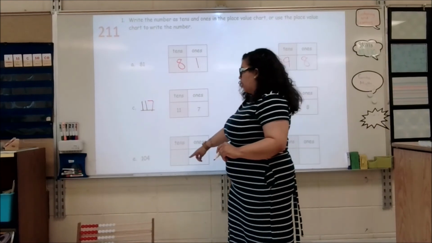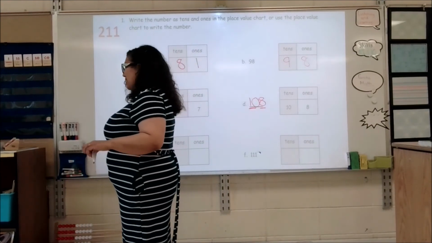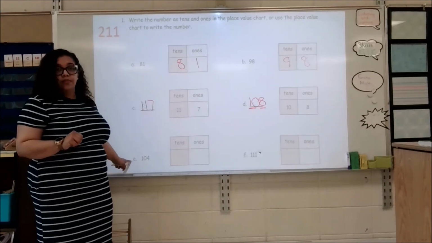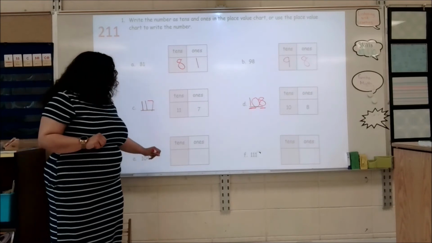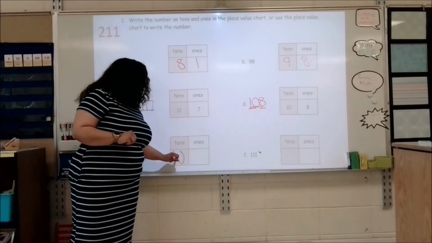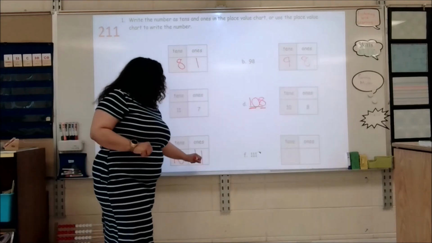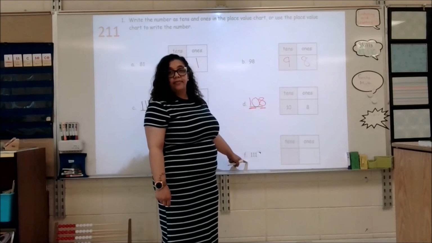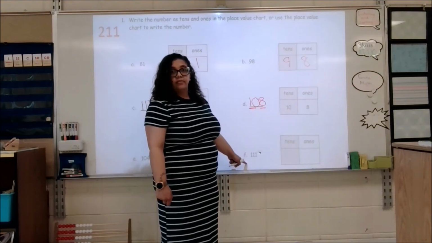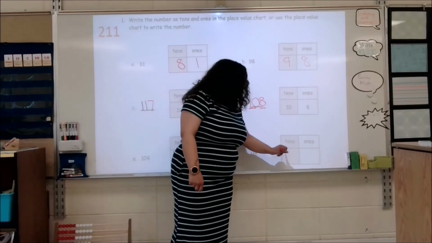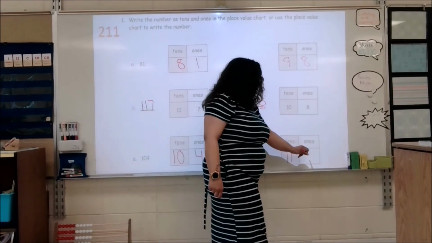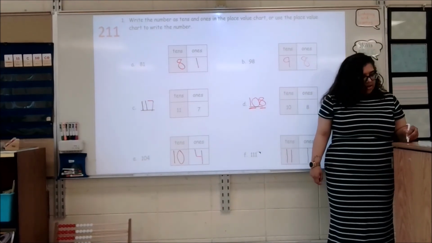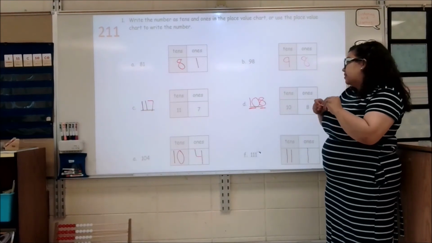All right, what about this one right here? This is 104. If we break 104 down into tens and ones, how many groups of 10 are in the number 104? 10. We have 10 tens and 4 ones. What about 111? How many groups of 10 are in the number 111? 11. Oh, you're so smart. There are 11 groups of 10 and 1 one. So 11 tens and 1 one.